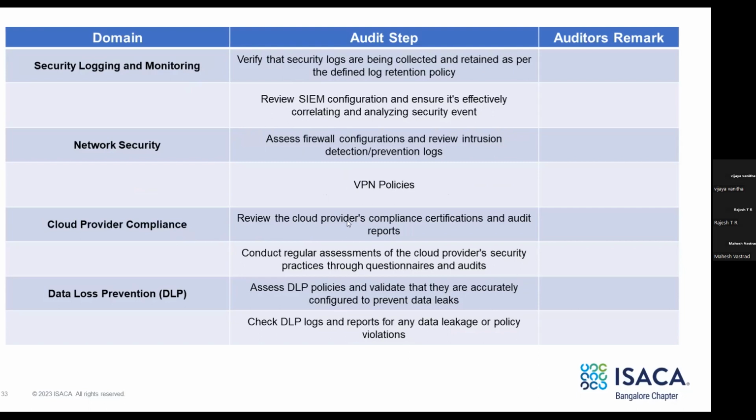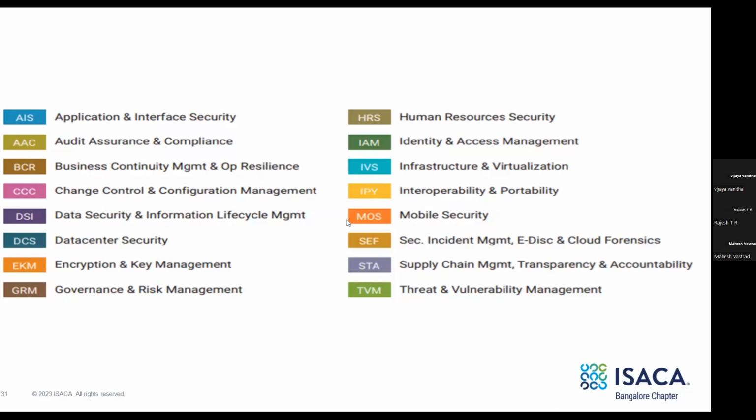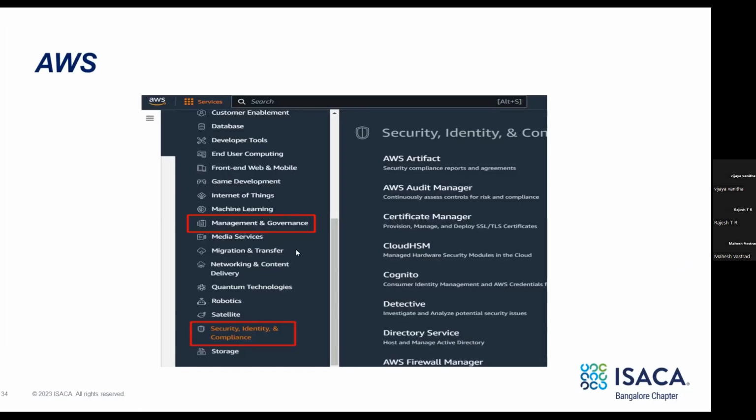When it comes to cloud, we are going to cover AWS, Azure, and Google Cloud Platform. It is not a practical session; we are mapping all these three, and which tools we are going to use. Where we are going to find those things will be covered based on the different domains we already discussed. In AWS, you can find these tools and domains under management and governance, and security, identity and compliance.